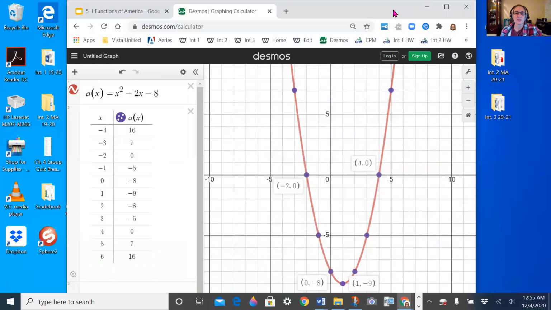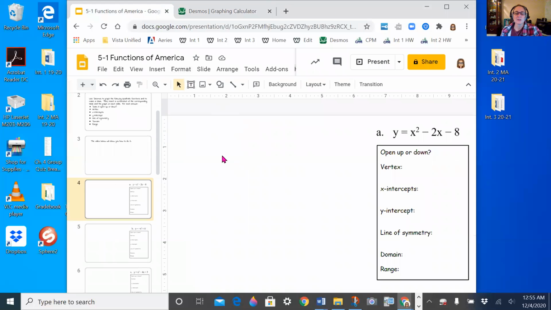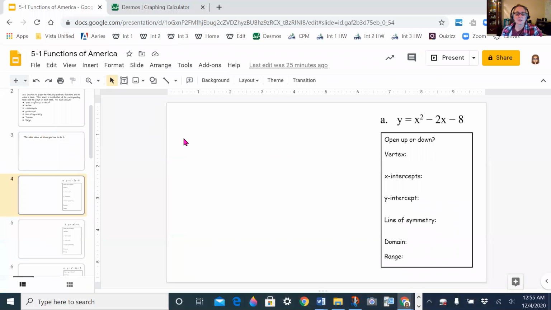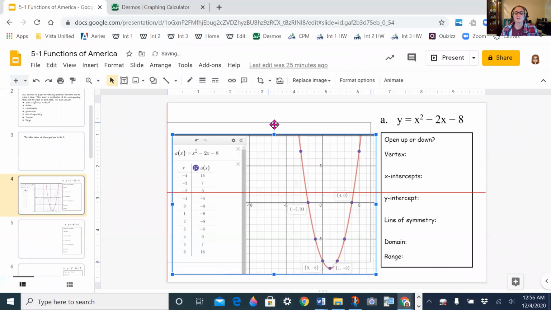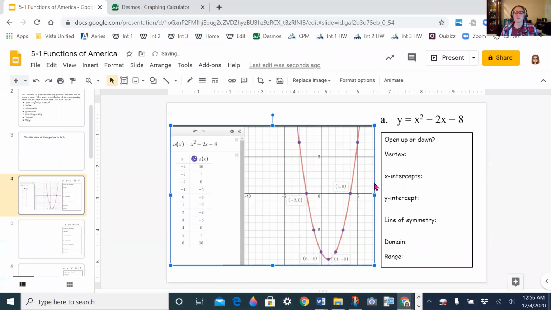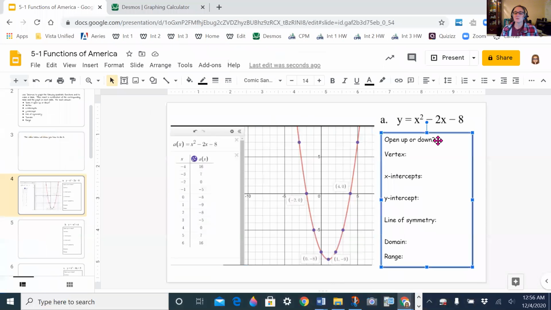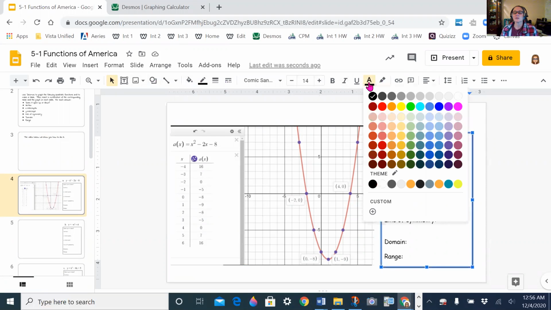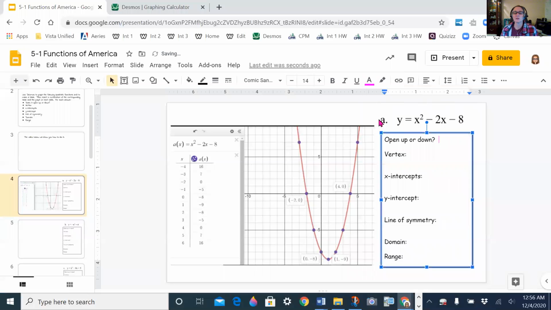So now I'm going to be putting that back on here. So let me come back to this. Let me just get it back so we can see it. I'm going to insert it, okay, and there you go. And then now I can answer these questions. So they're asking, does this open up or down? It opens up, so I'm going to come over here, and maybe I'll change the color so we can tell what we're doing. So here, I'll change it to pink. So this opens up.